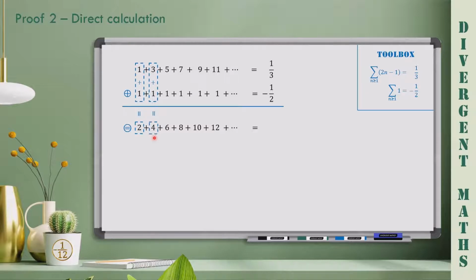3 plus 1 equals 4, 5 plus 1 equals 6, 7 plus 1 equals 8, and so forth. 11 plus 1 equals 12. And then if we do the sum on the left-hand side term by term, the same will happen on the right-hand side of the equal sign, which is the sum of the sum will be equal to the sum of the two divergent series. So 1/3 plus -1/2 is equal to -1/6.